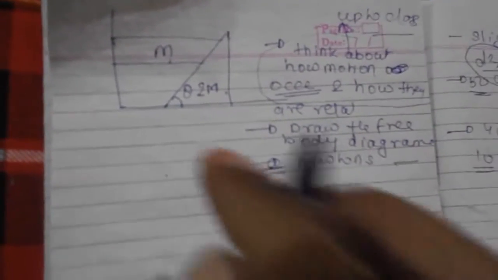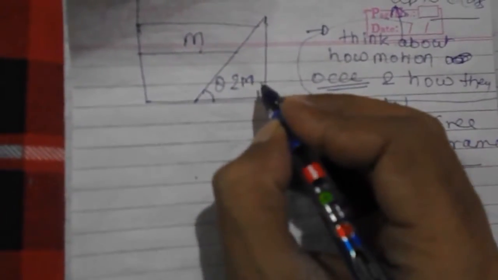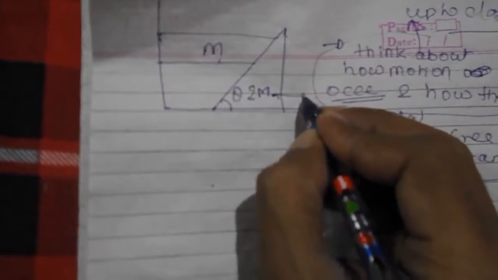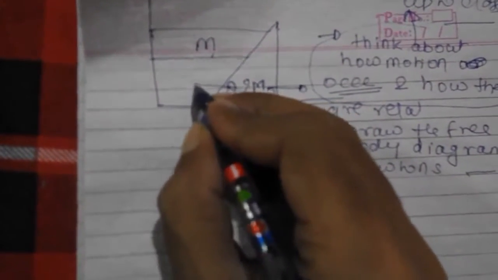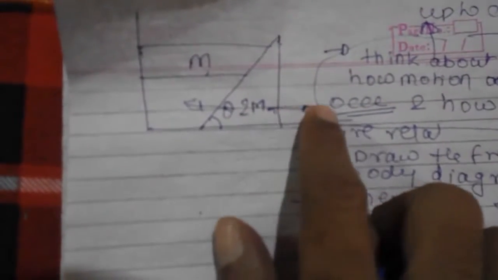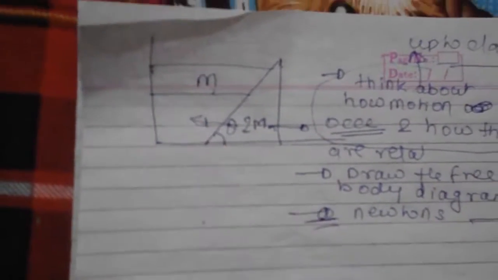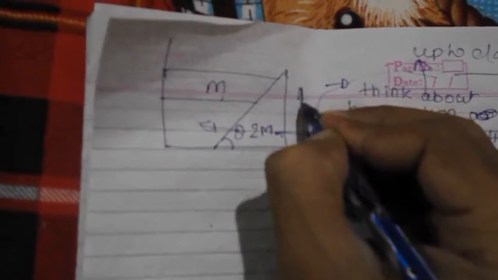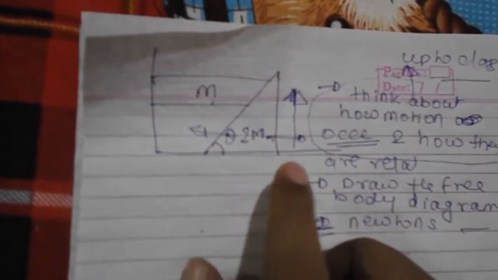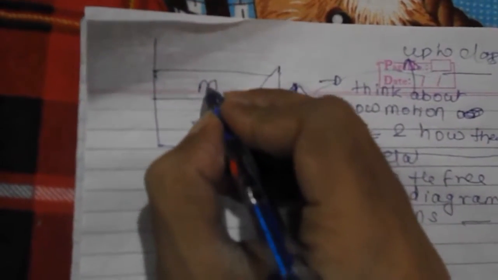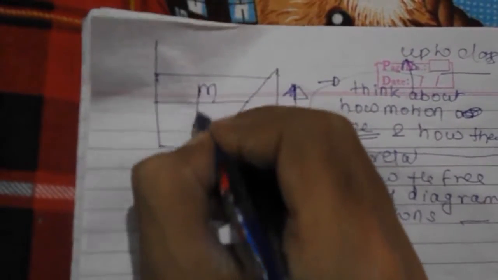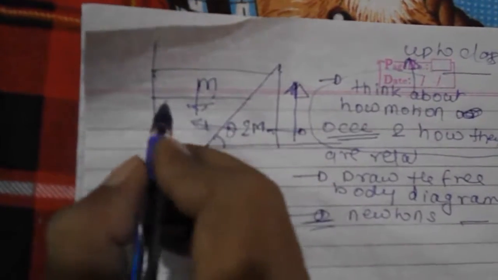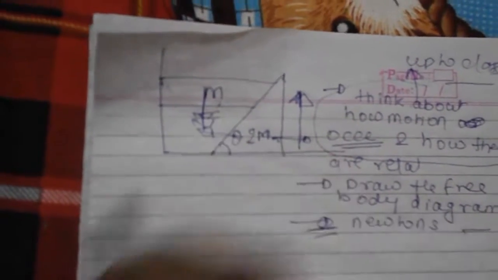I know one thing: this block can move either in this direction or in this direction. It cannot fly in the air. And this one can only move downward, because this point is not going to leave, so it can only move in the vertical direction.